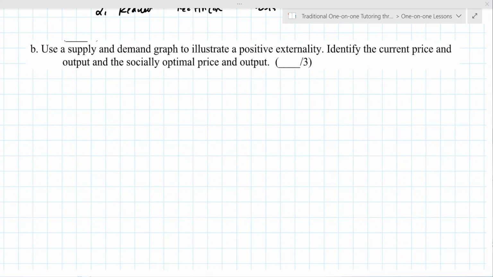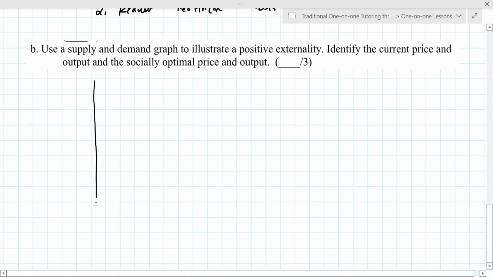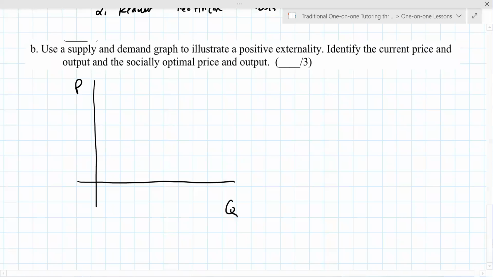All right. So supply and demand. I would assume by this time in the course, you're pretty well versed in this. Yes, I am. So you've got Q, you've got P, and we care about a positive externality.